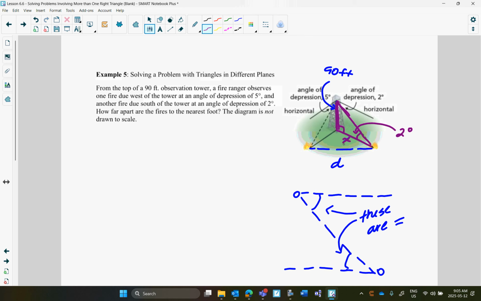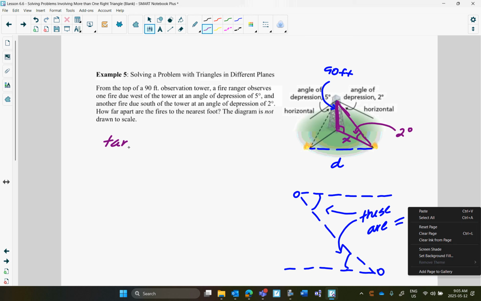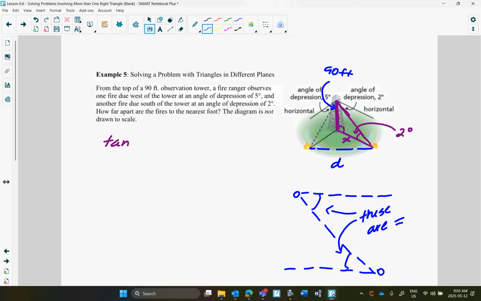So focusing on that purple triangle, here's the angle I'm given. What's the name of this side? 90. Opposite. What's the name of this side? Adjacent, which means tan. So to find the horizontal distance from the tower to the first fire, tan 2 degrees equals 90 over X.